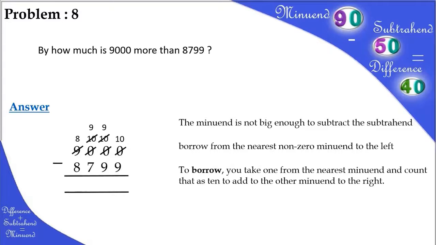Now we can start subtracting. 10 minus 9 is 1. 9 minus 9 is 0. 9 minus 7 is 2. 8 minus 8 is 0. The answer is, 9,000 is 201 more than 8,799.